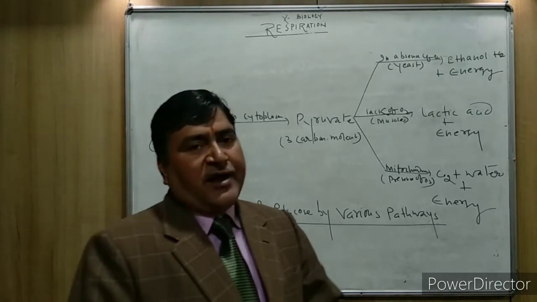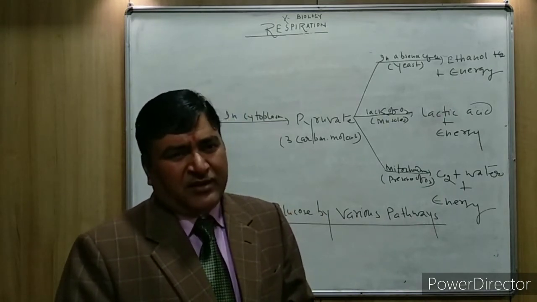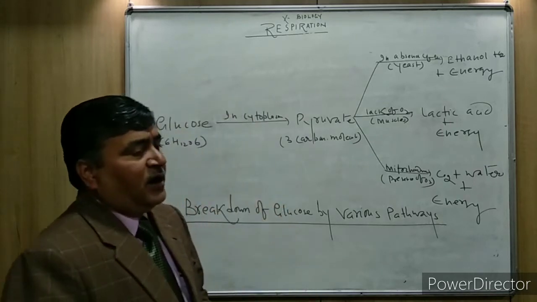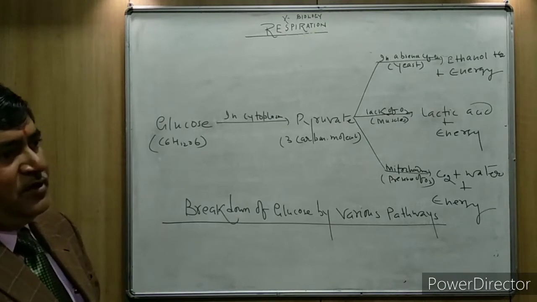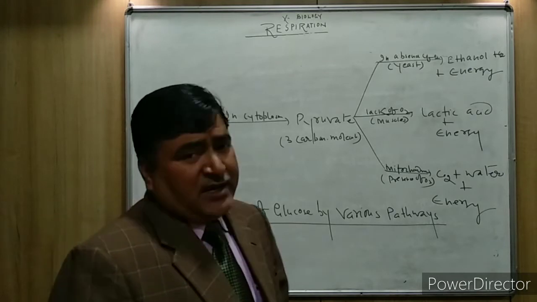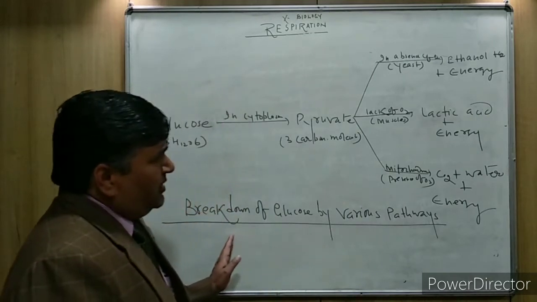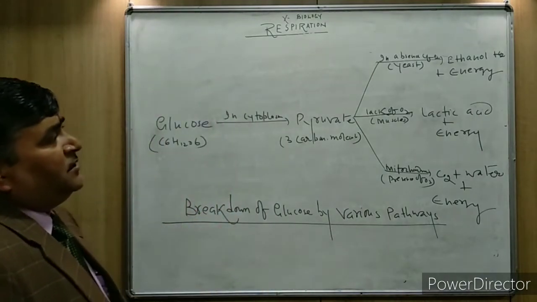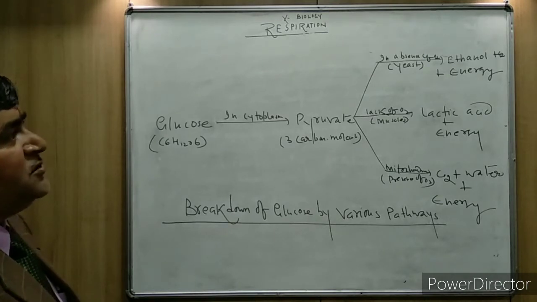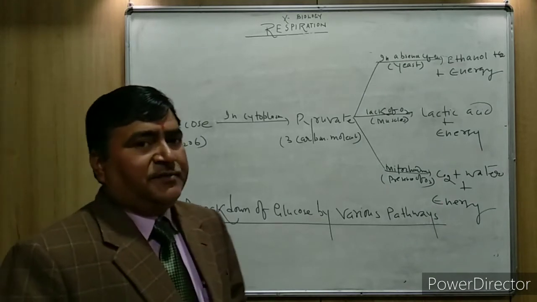These steps are glycolysis, Krebs cycle, electron transport system. It's a very broad topic, how glucose is going to be broken down to give rise to the energy. The details are given in class 11 bio, but here a brief introduction is given in class 10, that how glucose is going to be broken down either in the presence or in the absence of oxygen.